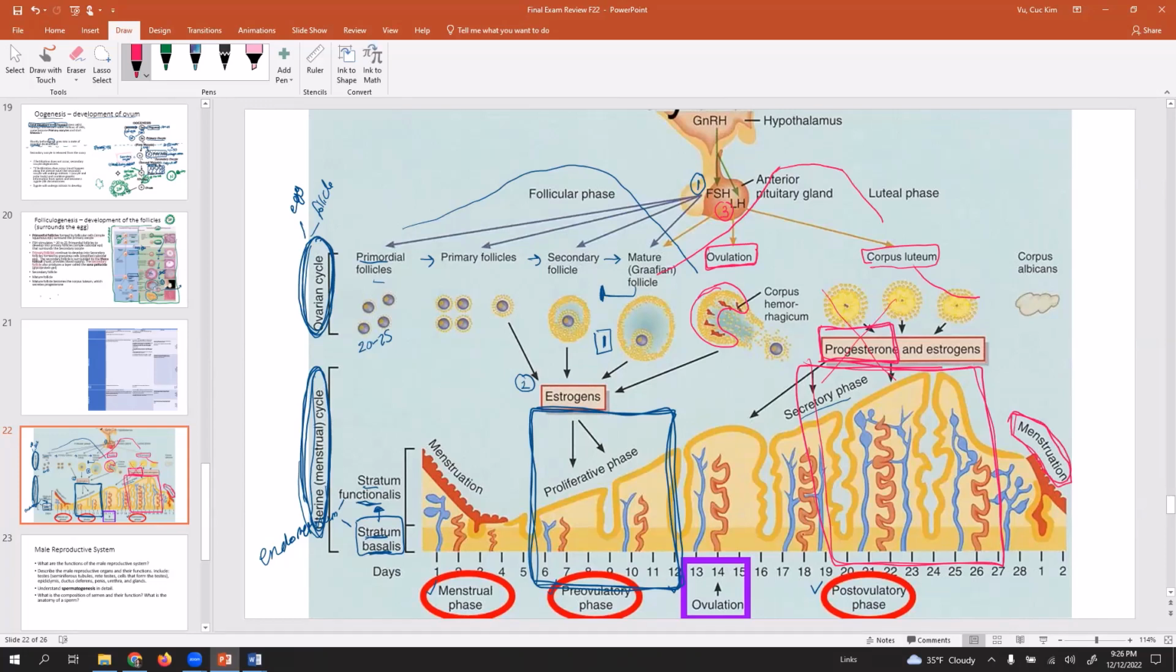So you're probably thinking, well, what if pregnancy happens? Great question. If the sperm fertilizes the egg and becomes a zygote, that zygote is going to attach itself along the wall, the lining of the uterus, and it's going to release HCG, human chorionic gonadotropin.